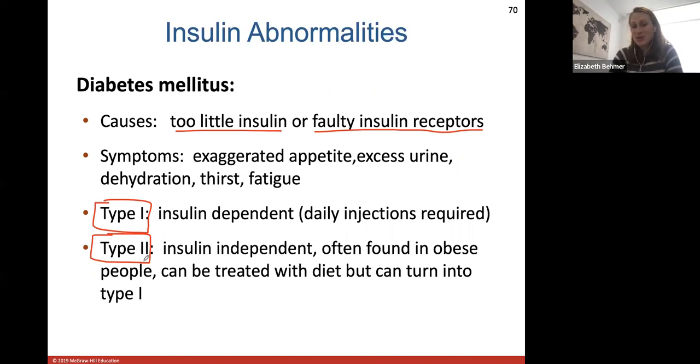So type 2, eventually these insulin independent people could turn into being insulin dependent, where even though their cells don't respond to insulin anymore, they still need insulin to function.